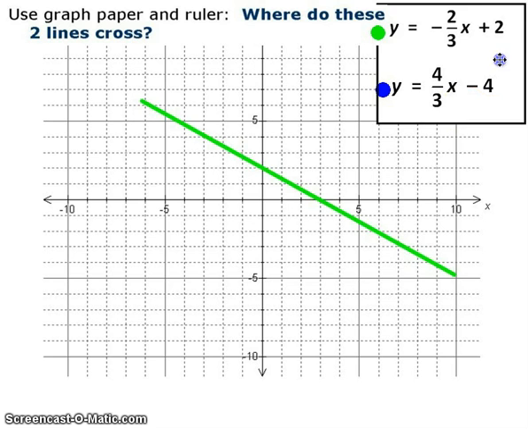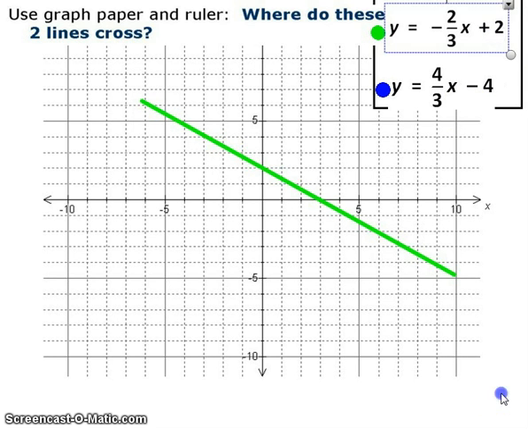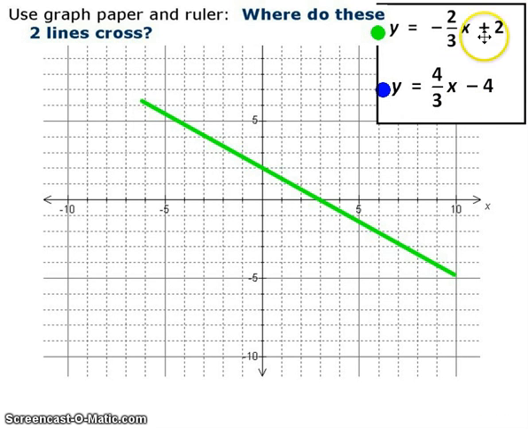And there's my green line. I made it by identifying the y-intercept at positive 2 right there, and the slope from that point is a negative rise of 2 and over 3. So down 2 from that intercept and over 3. There's another spot, and I draw a line between the first spot I made here and the second one there. I draw a line through, and that's my line that corresponds to this linear equation. The blue one is this line.